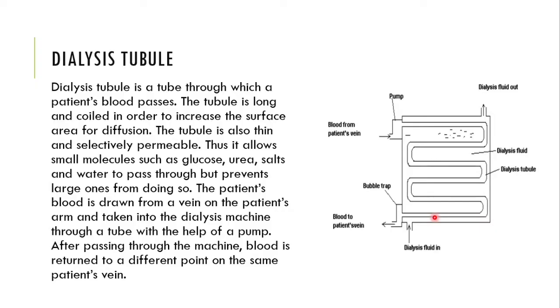So it's coiled to do what? To increase the surface area for diffusion. The tube is also thin and selectively permeable. By selectively permeable, it simply means it allows some substances to pass through it. Are you following? Not everything will pass through this tube. Alright, let me just zoom in.